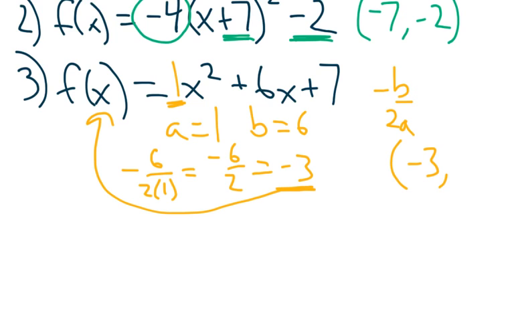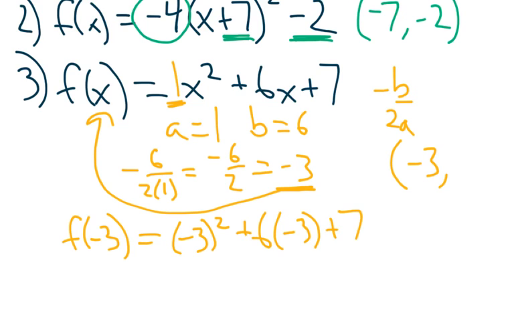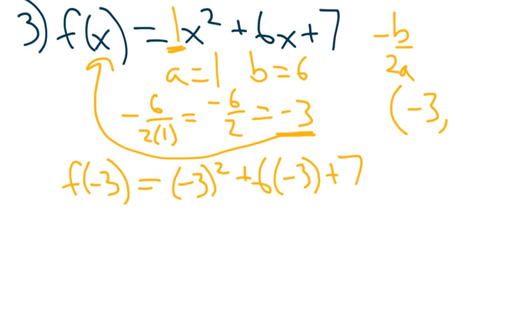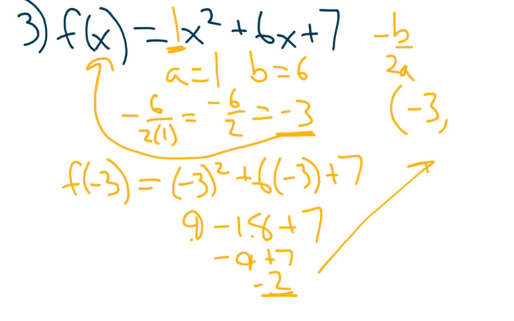So when we go f of negative 3, we'll get quantity negative 3 squared plus 6 times negative 3 plus 7. This gives us 9 minus 18 plus 7. 9 minus 18 is negative 9 plus 7 is negative 2. This value now goes into our y spot, negative 2. And that is our vertex.